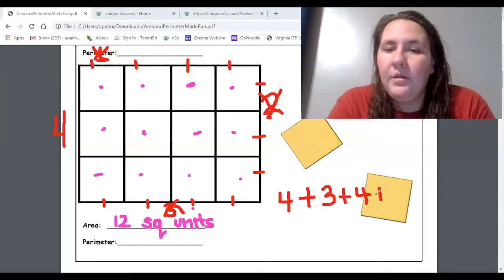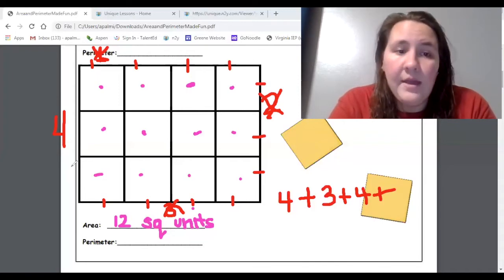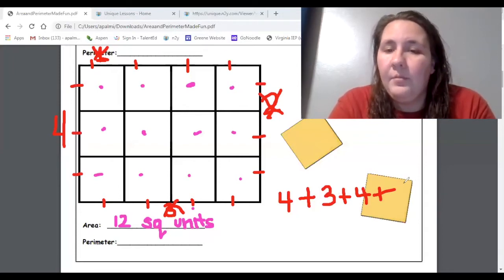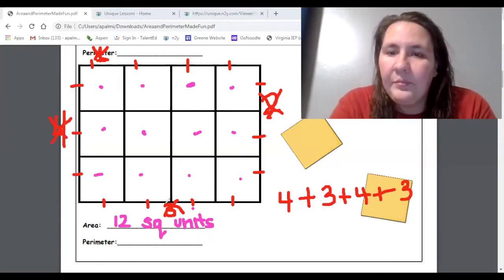So I'm going to put my plus. Oh, that was a wonky plus, but that's okay. And I'm going to count how many units are on this side, okay? So here we go. 1, 2, and 3. I put my 3 for the units. I cross out my label. Do I have any more sides to add up?